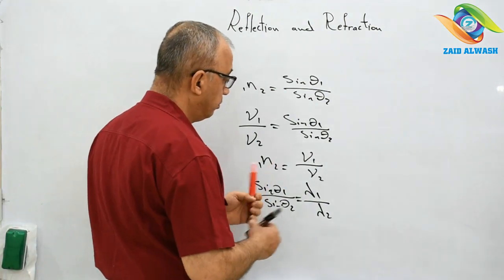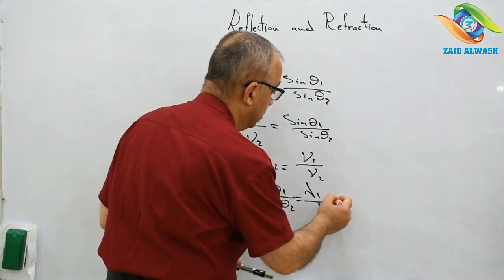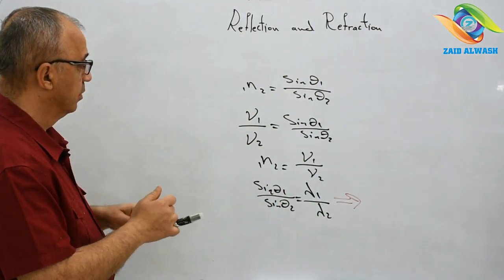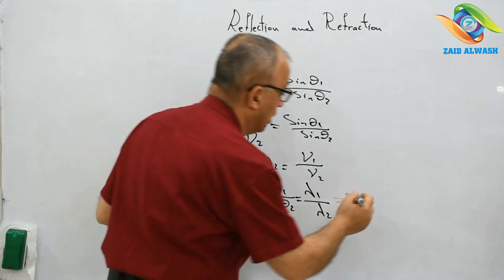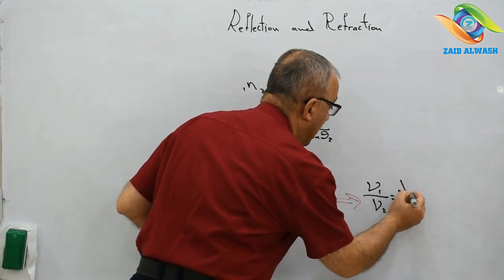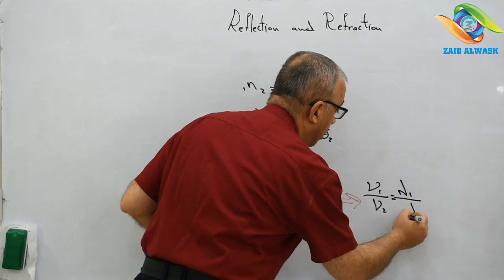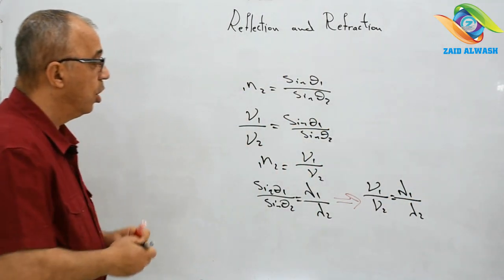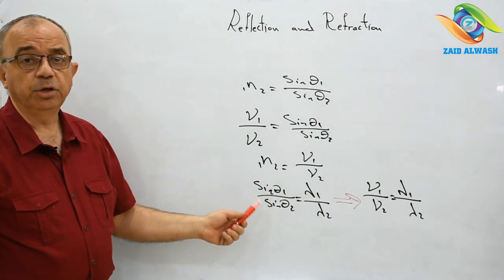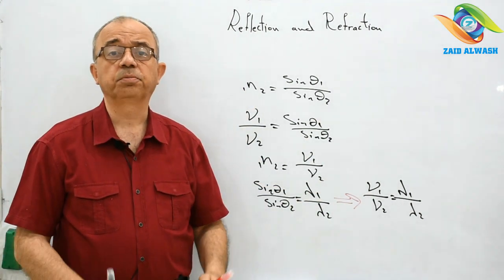Therefore, that means V1 over V2 equals lambda 1 over lambda 2. All these relations we can use to solve all the problems.